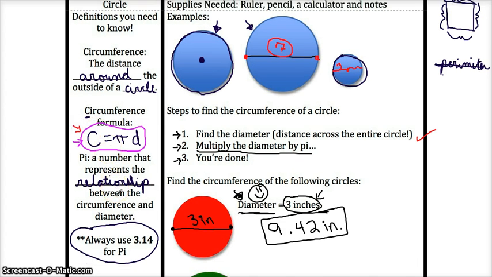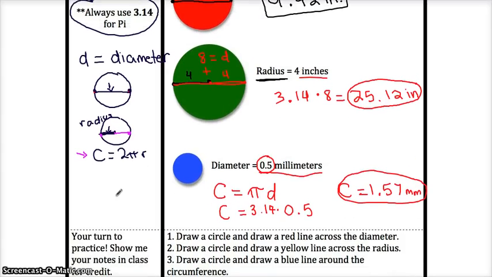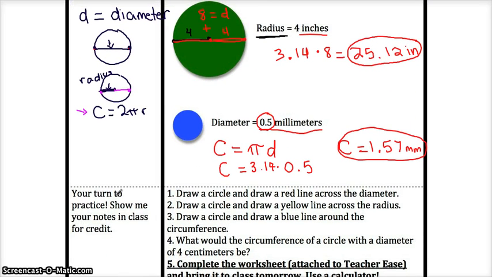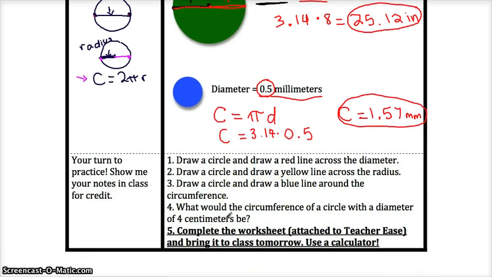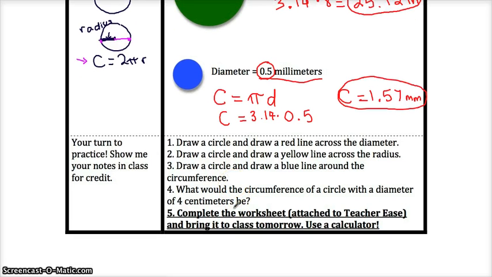Okay, so what I'd like you to do is on the back of this paper or somewhere on the sides of this paper, draw a circle. This is your turn to practice. Draw a circle and draw a red line across the diameter, just to show me you know where it is. Draw a circle and draw a yellow line across the radius. Draw a circle and draw a blue line around the circumference. That should not take you very long. And then I want you to tell me, what would the circumference of a circle with a diameter of 4 centimeters be? Just go ahead and solve that and tell me.